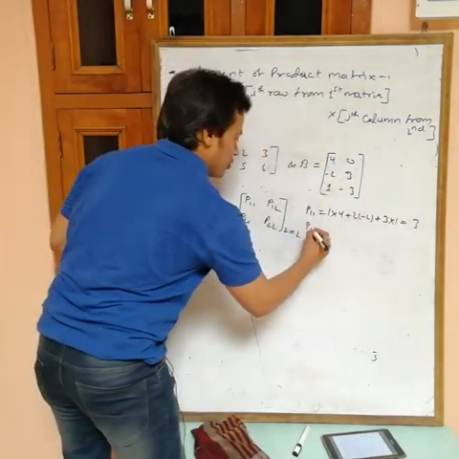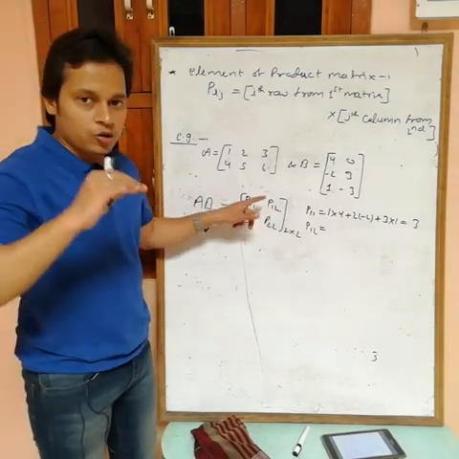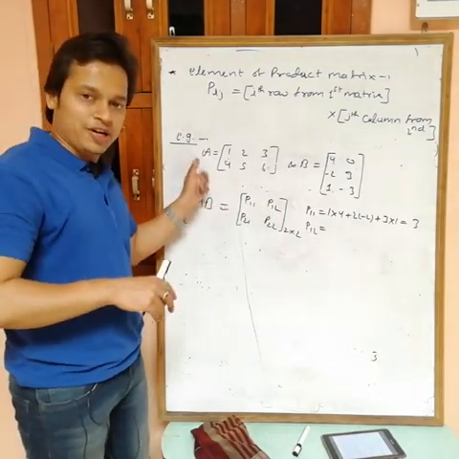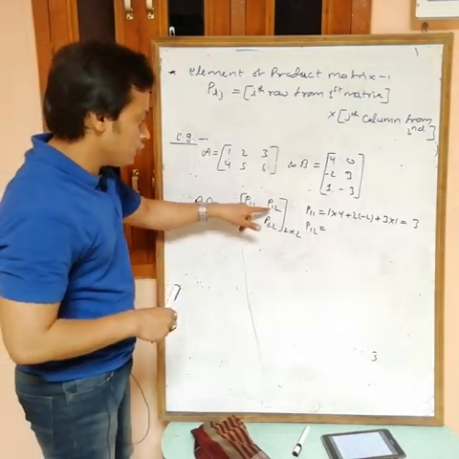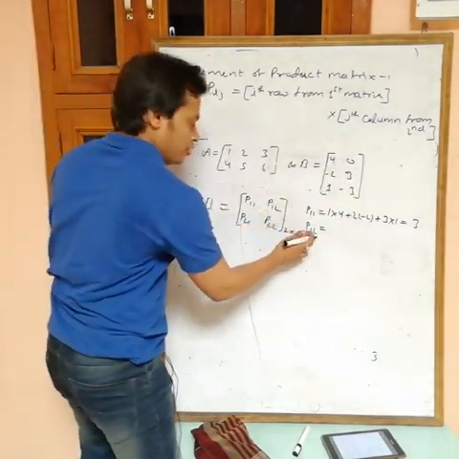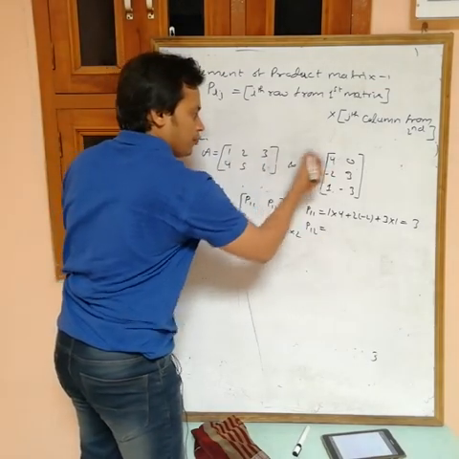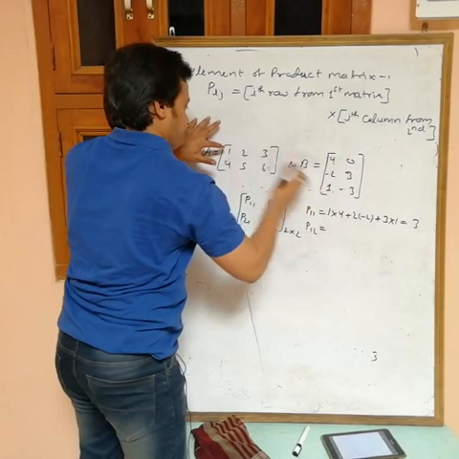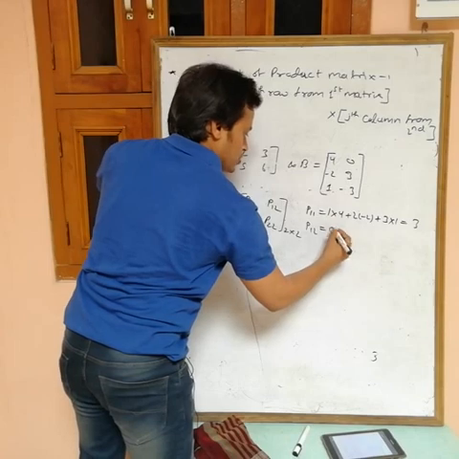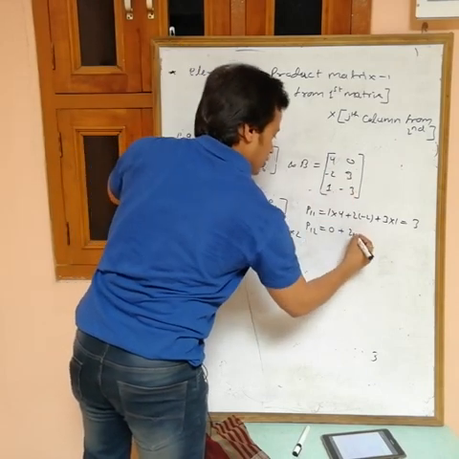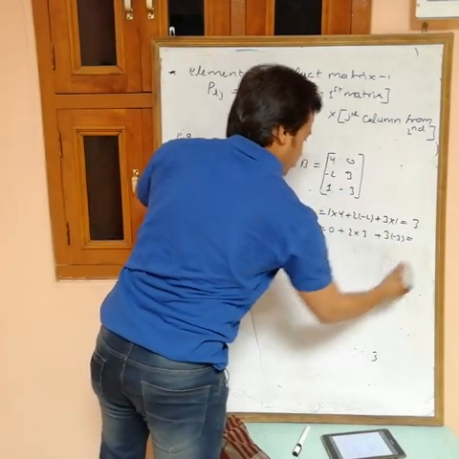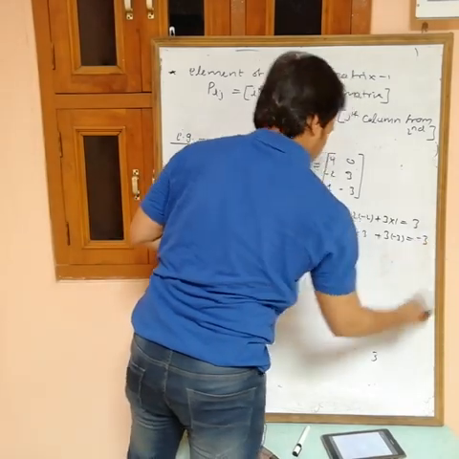Now P12. How to get P12? To get P12, multiply the first row with the second column, a row from the first matrix and a column from the second matrix. So first row with the second column: first element with the first one, 0, 2 into 3, and 3 into minus 3. If you solve this one, plus 6 minus 9, minus 3.